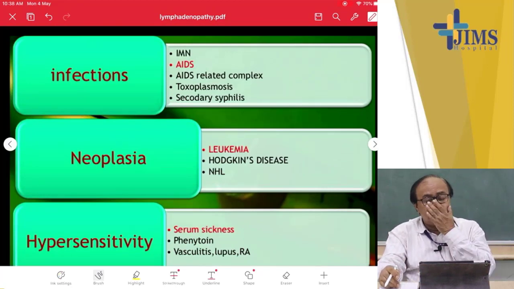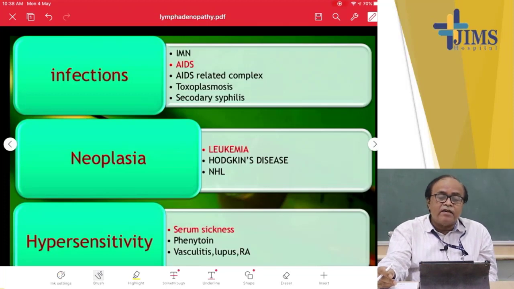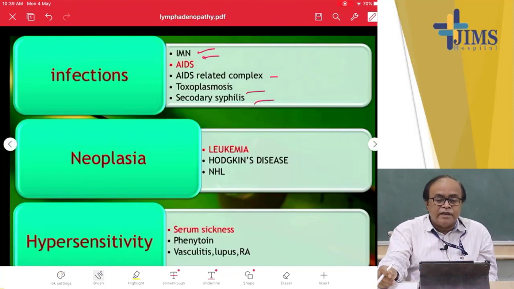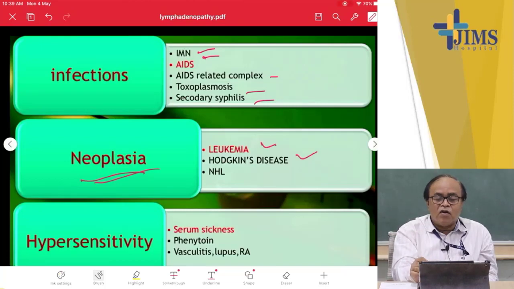Now, what are the causes? If it originated from some infection, generalized lymphadenopathy, then the underlying cause may be AIDS or AIDS-related complex, toxoplasmosis, secondary syphilis, infectious mononucleosis. Then if it is neoplasia, then leukemia, Hodgkin disease, non-Hodgkin's lymphoma.